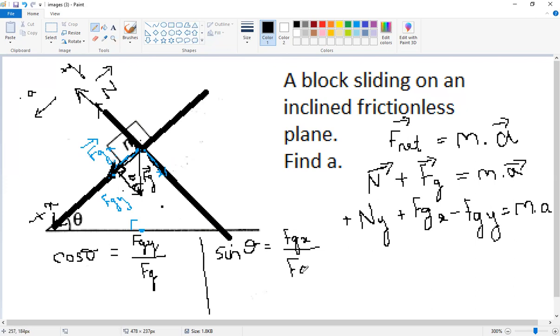So now if I want to find FGX and FGY from this formula, FGX is what? Just do cross multiplication: FG times sine theta. Same thing for FGY, it's equal to FG cosine theta.